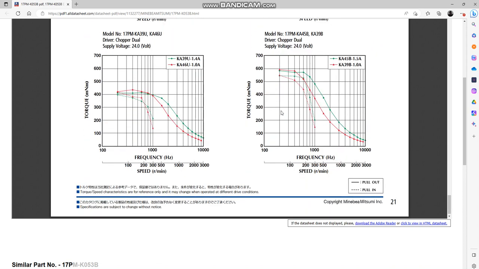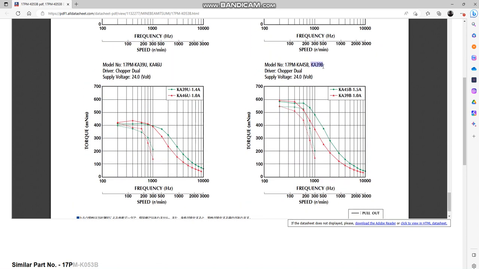We'll go down the data sheet. And so we have now found the required curve for the motor that we are interested in. That's K39B. We'll need to look at the red curve. We'll take a look at the full red line instead of the dashed line. So the full line would have a higher torque.